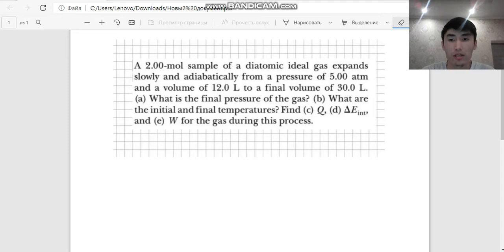So the problem is a 2 mole sample of a diatomic ideal gas expands slowly and adiabatically from a pressure of 5 atmospheres and a volume of 12 liters to a final volume of 30 liters. So the first question is, what is the final pressure of the gas? So let's find the first question.